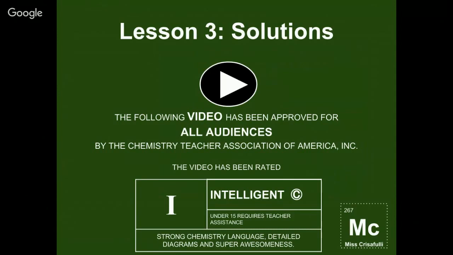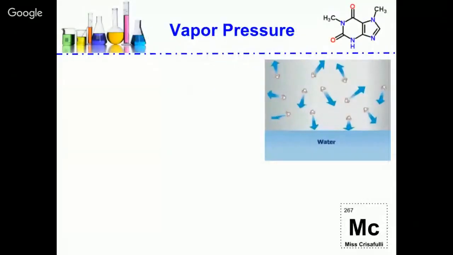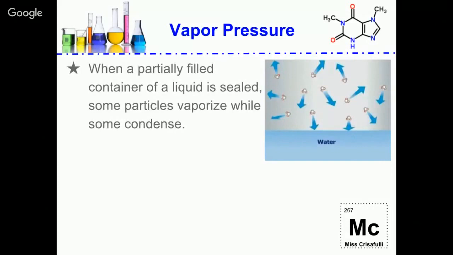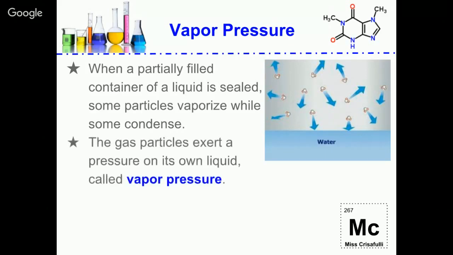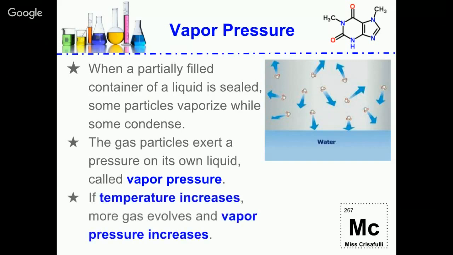So let's first talk about vapor pressure. When a partially filled container of a liquid is sealed, some of the particles will vaporize while some will condense. The gas particles exert a pressure on its own liquid, and that's called vapor pressure. If the temperature increases, more gas will evolve, and then the vapor pressure will also increase.